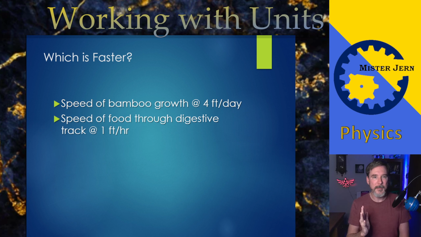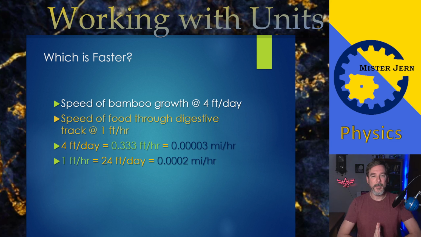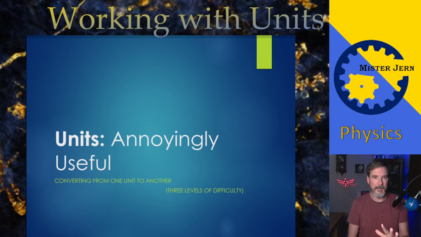Okay, so another example, the speed of bamboo growing is about 4 feet a day. The speed of food through your digestive tract is about a foot per hour. Which one's going to be faster? Bamboo grows kind of slow, although 4 feet a day is kind of a lot. Because what it comes out to is, here are your conversions. We converted all to miles per hour, or feet per hour or whatever, so you can make the comparison a little bit better. And that's the point of all this.